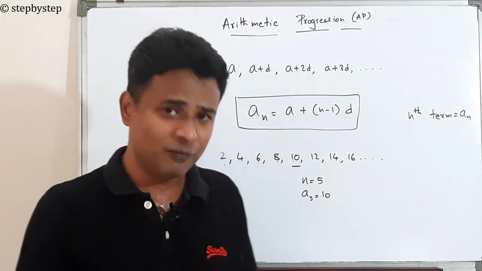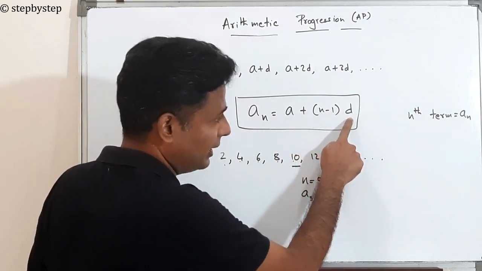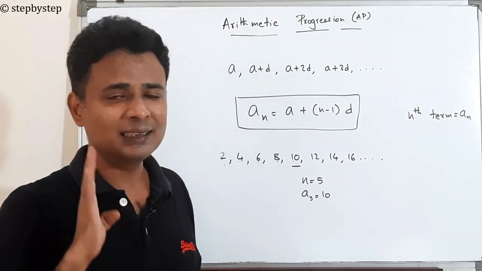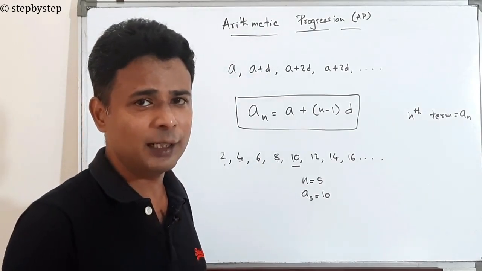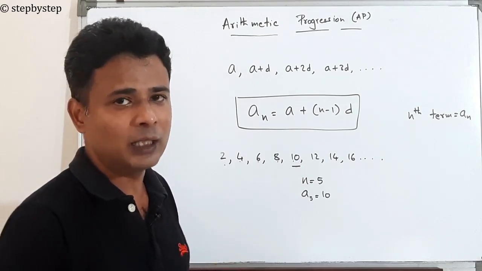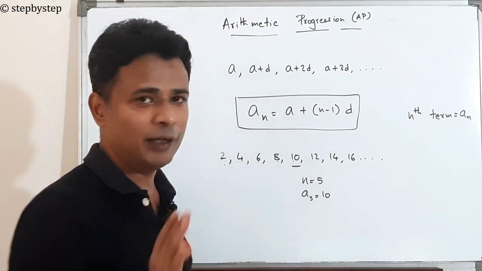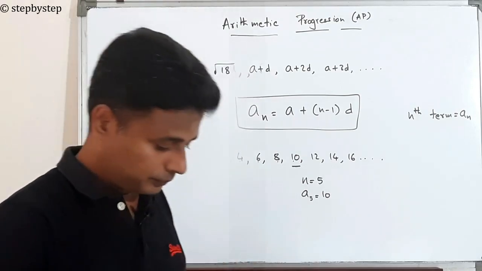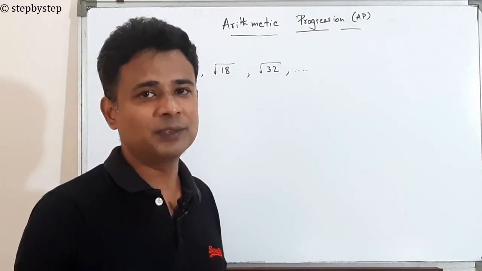So guys, I hope you have understood what is A, what is D, what is n, and what is a_n. If you understand these four things very clearly, AP is absolutely easy, because this is one of the three formulas you'll be using, and all three formulas are very simple. Alright guys, we'll try some problems now.